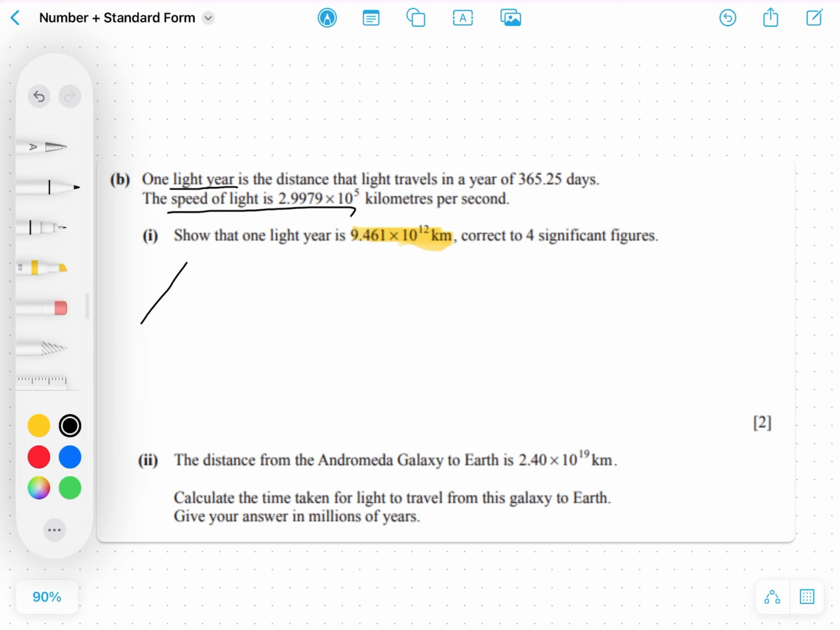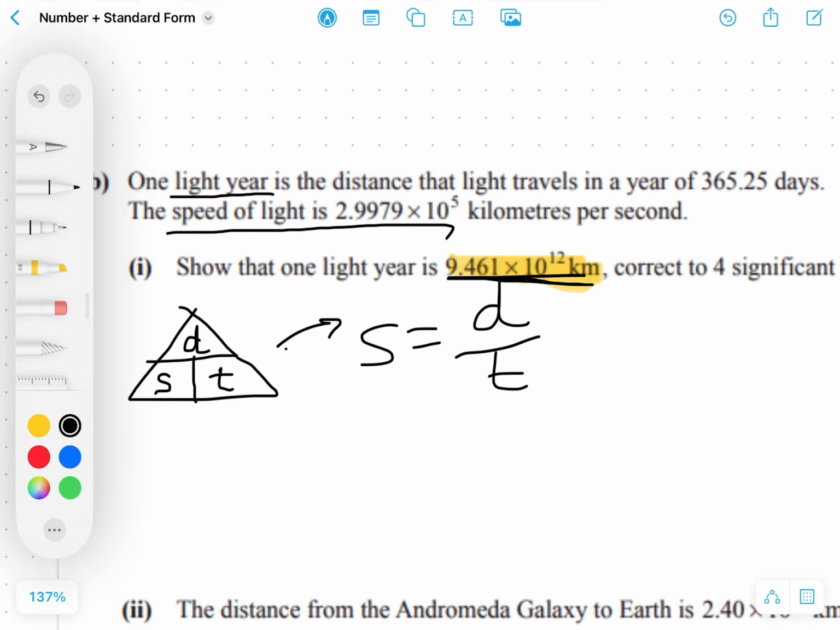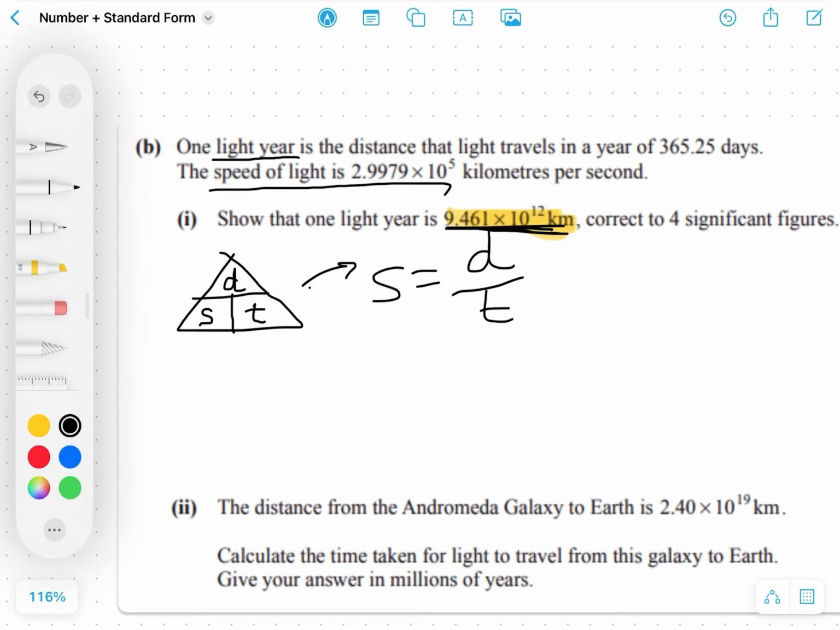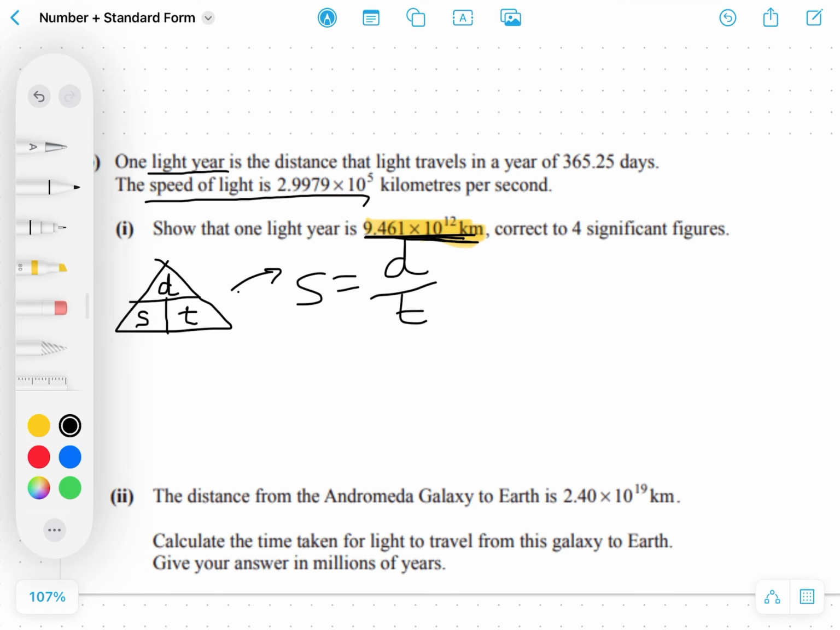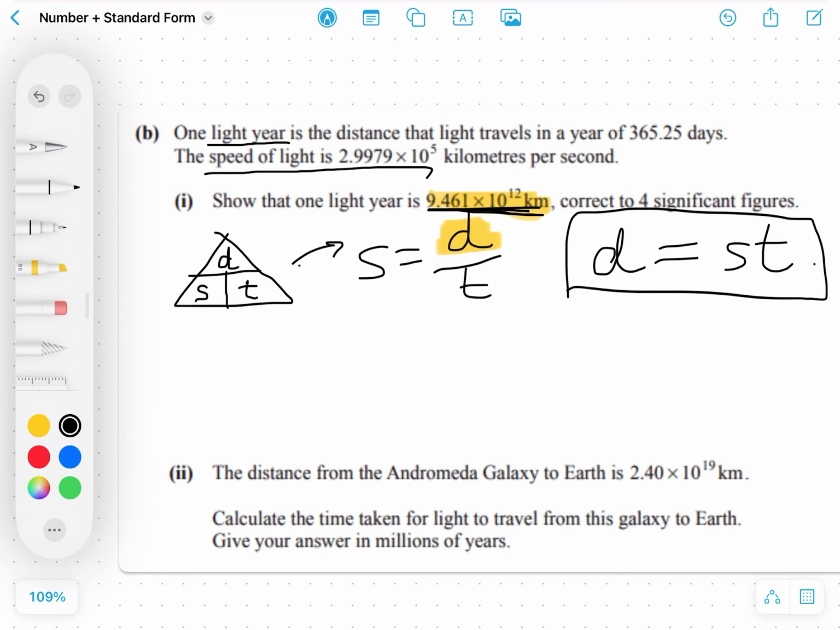So when you see distance and speed, you should be thinking about the speed distance time triangle, which looks like this. And from there we can obtain the formula speed is equal to distance over time. But here we're interested in the distance of 1 light year, so we should rearrange the formula in terms of d. This is the subject of interest. So if we rearrange, we get distance equal to speed times time. And that's what we're working with now.